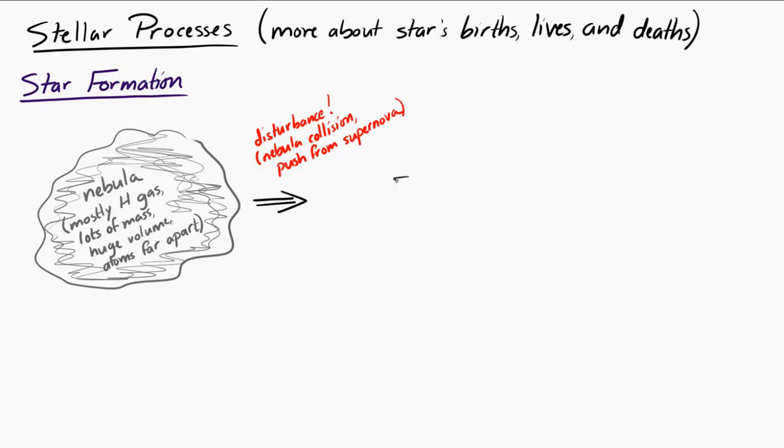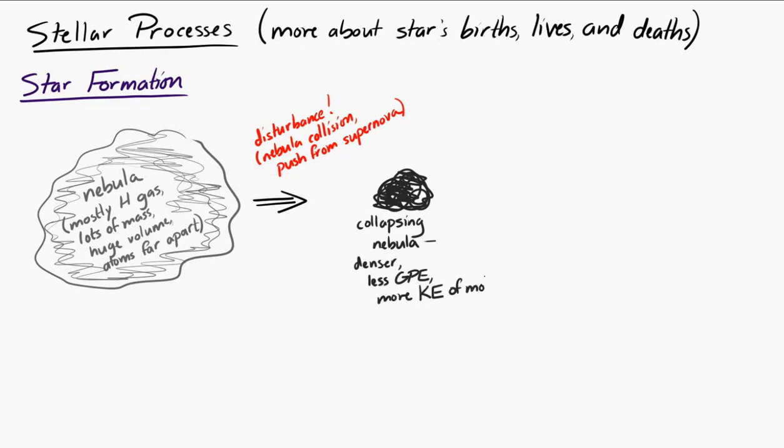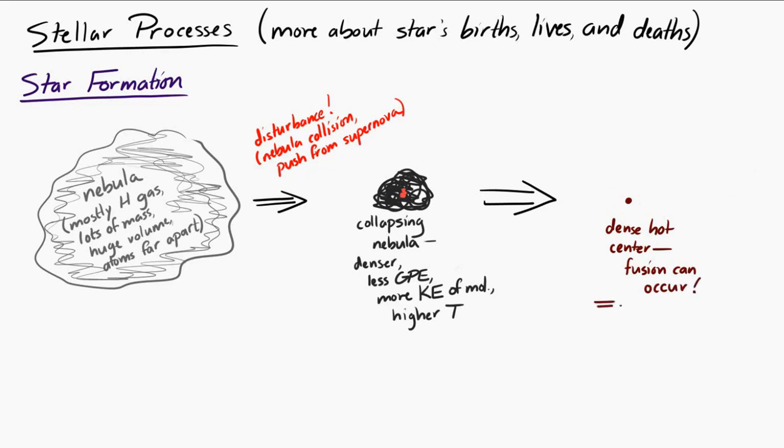But whatever the cause, as it collapses, it becomes denser, it has less gravitational potential energy, and so therefore the gravitational potential energy is converted into kinetic energy of the molecules, which means that the gas cloud has a higher temperature. And if it continues to collapse, we'll get a denser, hotter center, and if it becomes dense enough and hot enough at the center, fusion can occur and we have a star.